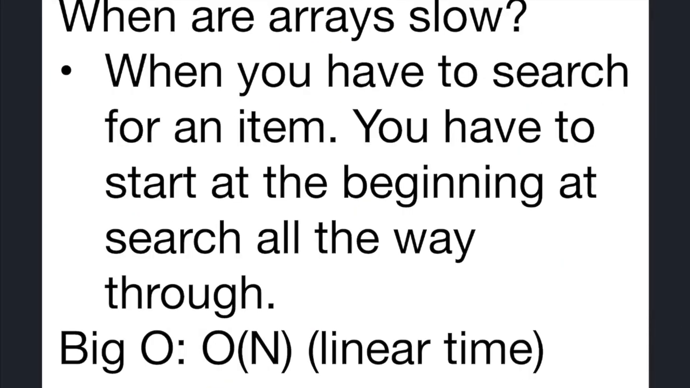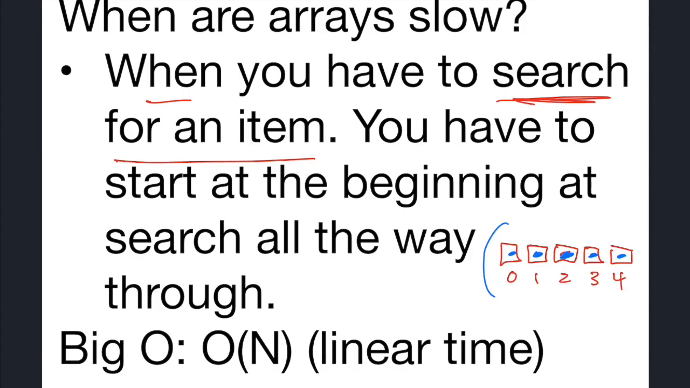Okay, and then in contrast, when are arrays slow? When you have to search through an entire array for an item. Here is an example, an array with 5 elements. Let's say the data we want is at index 2, but we don't know that beforehand. So we have to search from the beginning all the way to the end until we find what we're looking for. In that case, arrays are pretty slow because this could be billions of items, and in the worst case the element we want could be at the very end, so we have to search all the way through.